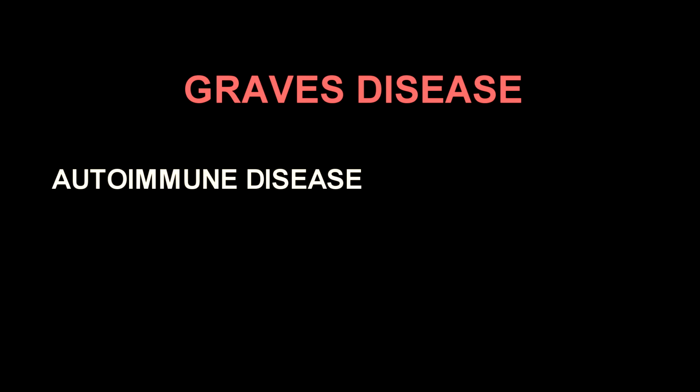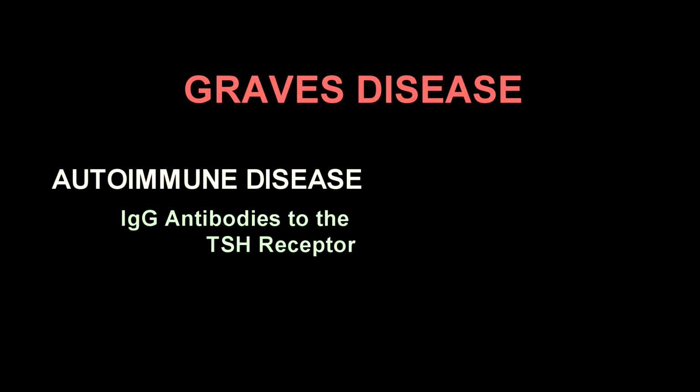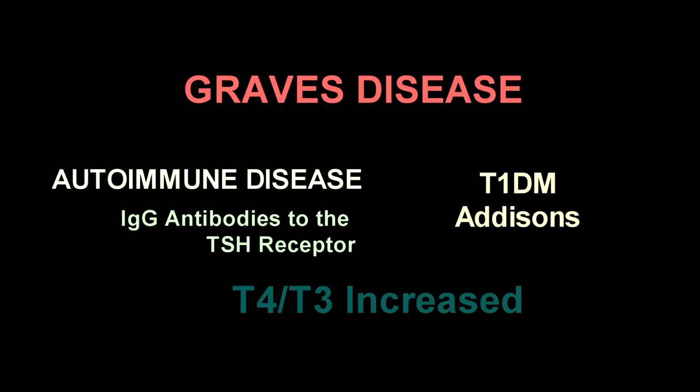So we're going to start off with the most common cause, which is Graves' disease. Graves' disease is an autoimmune condition in which you get antibodies, IgG antibodies, that bind to the TSH receptor. By binding to the TSH receptor, they produce extra amounts of the T4, T3 hormones. Due to it being an autoimmune disease, you can also find different links with other conditions. These patients may also have type 1 diabetes, as well as Addison's disease, which is also autoimmune.